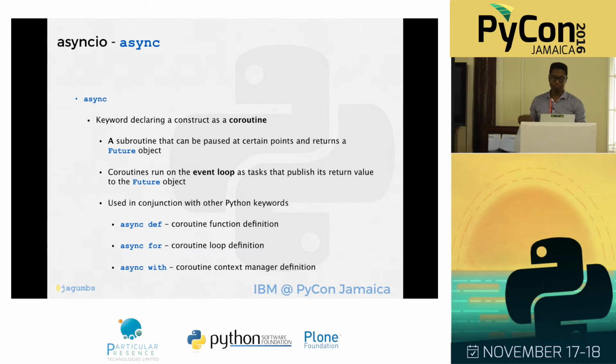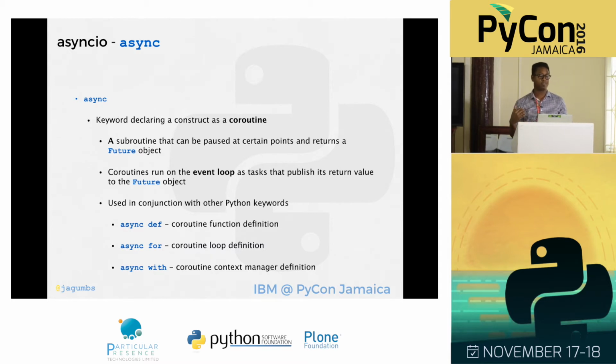Async declares a construct as a coroutine. How many people here know about coroutines? I'm guessing it's going to be the same set. Okay, some other people do. If you know anything about coroutines, very simply, it's a subroutine that can be paused at certain points and relinquished, and will return either a promise or a future object that will guarantee you a result. In Python, they run on the event loop as tasks that will publish their value to the object, as I said, and you can use it in many different ways.